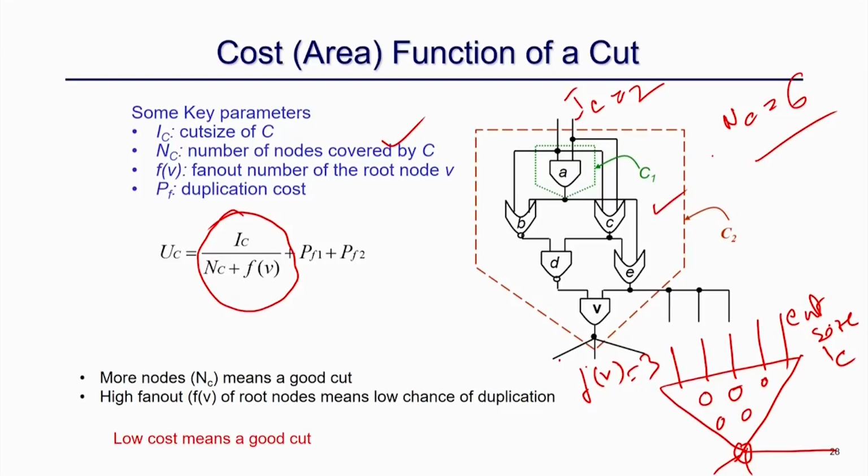So, if you pack more nodes in a particular card, that means a good card, because you are trying to pack a big number of gates into one card. So, this is a good card, and as I mentioned, if the value of UC is low, that means it is a good card. So, that is why this comes into the output, right, here.